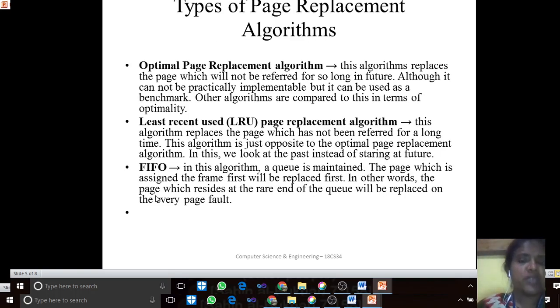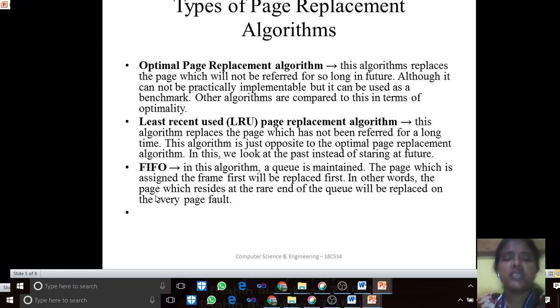Types of page replacement algorithms. Optimal page replacement algorithm replaces the page which will not be referred to for a long time in the future. That means for a long time it will not be used. Although it is not practically implementable, it can be used as a benchmark. That means this concept can be used in the other algorithms. Other algorithms are compared to this in terms of optimality.